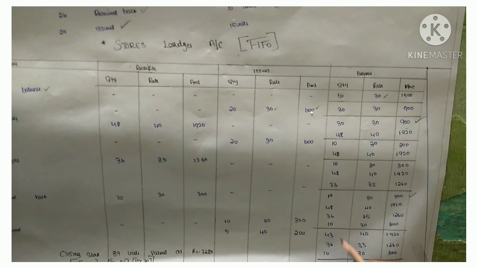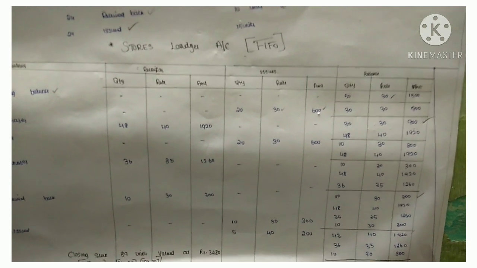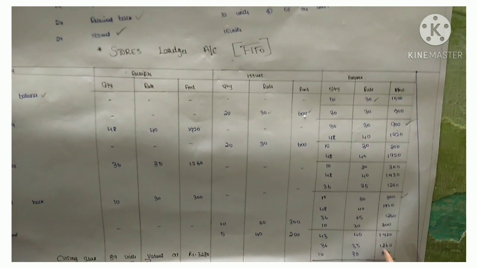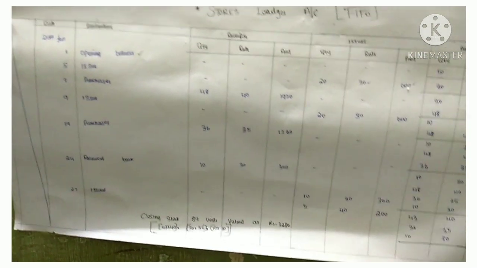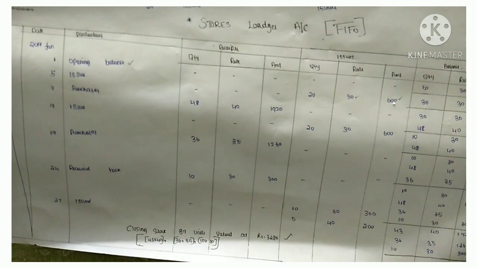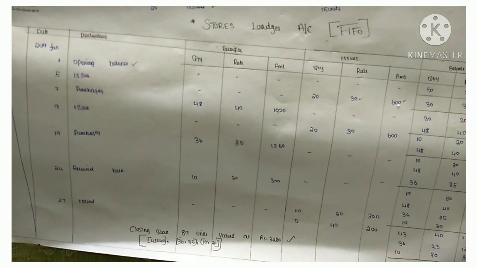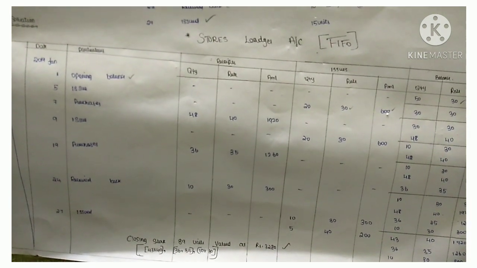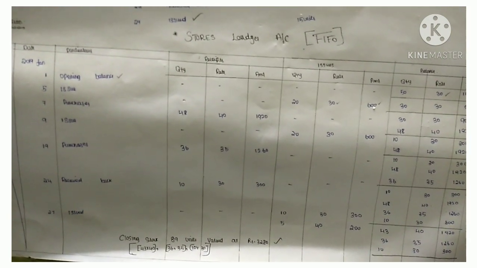Then 36 units at the rate of 35, 1260. Then the last one is 10 units at the rate of 30, and the total is 300. These are the closing stock. The closing stock is valued at rupees 3280. The problem is solved. Okay, this is the method to solve a sum using the FIFO method. Thank you.